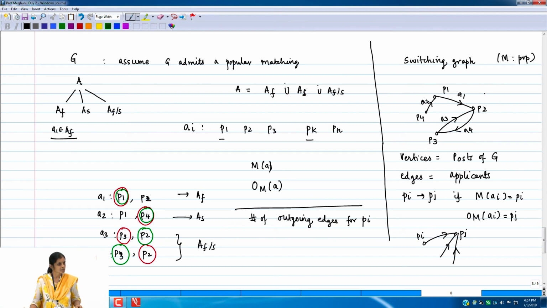So can a vertex not have any outgoing edge? Yes, you can have a vertex which does not have any outgoing edge. Why, when will it happen?